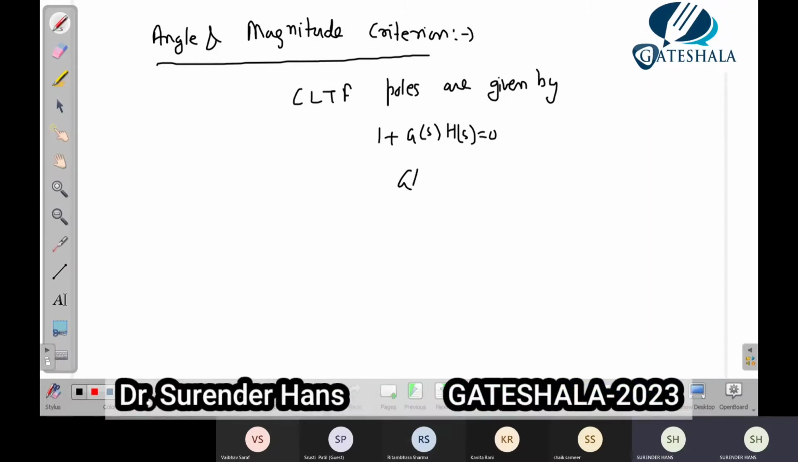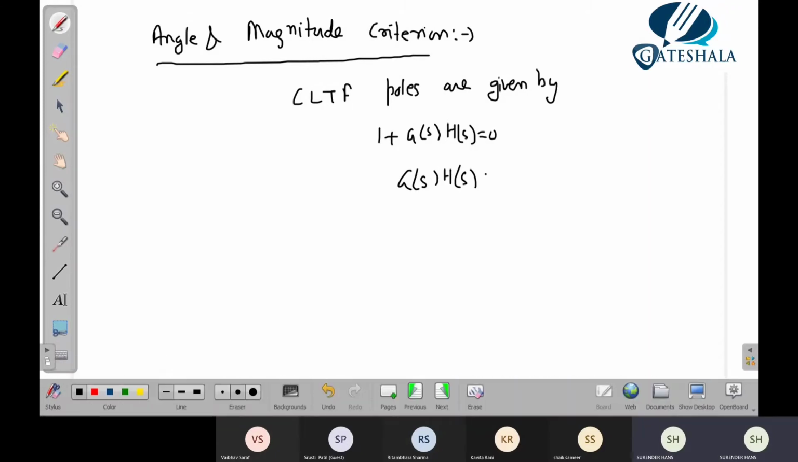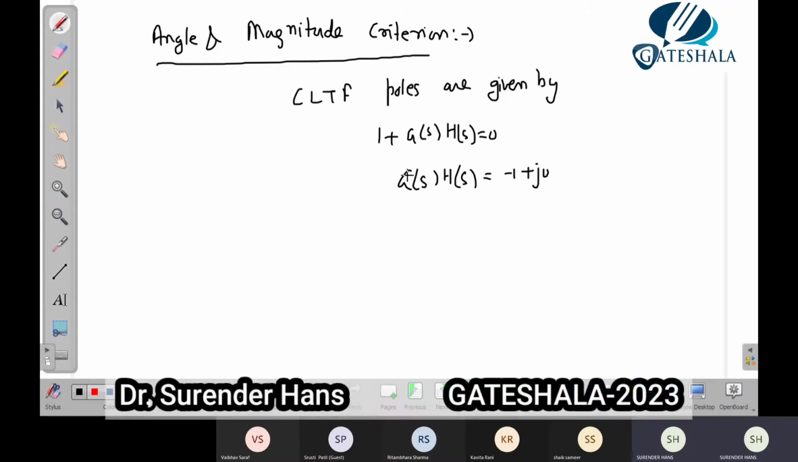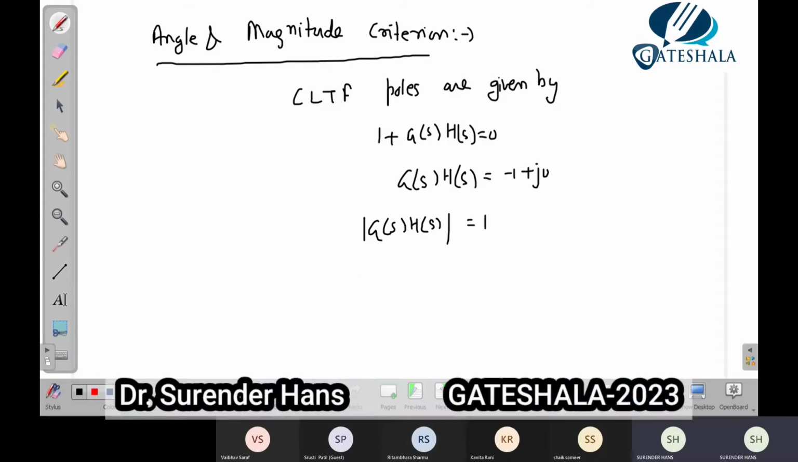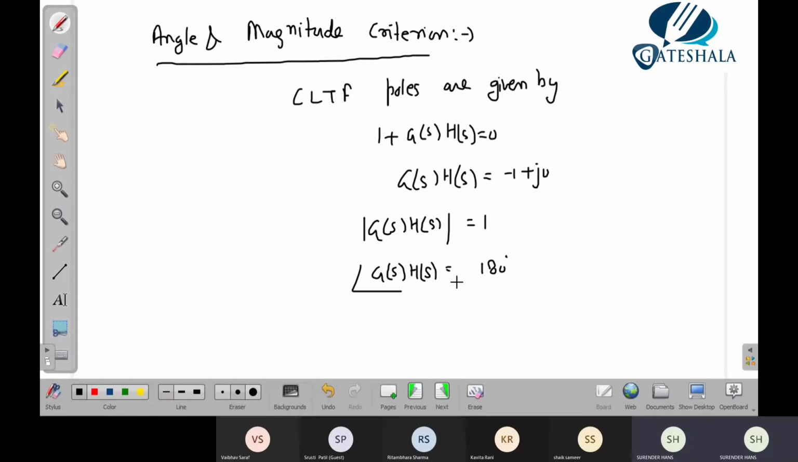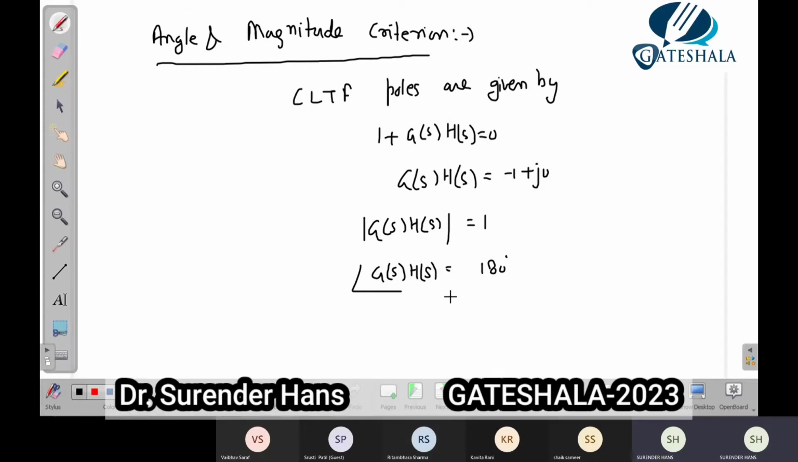So now G(s)H(s) is what? Can I write 1 plus G(s)H(s) equal to 0, so G(s)H(s) is minus 1 plus j0. So the magnitude of G(s)H(s) is 1, and the angle of G(s)H(s) is 180 degrees, or plus minus 180 degrees. That is the same thing, correct?